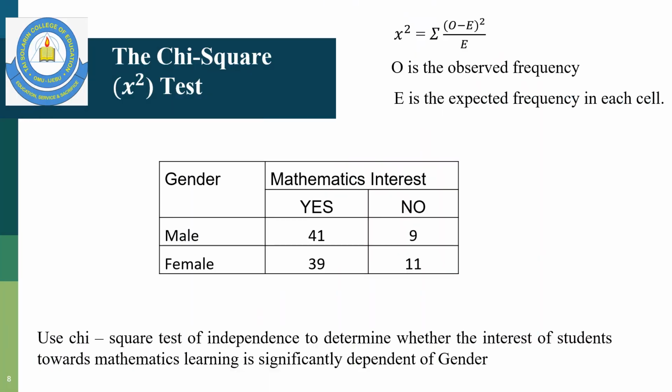To calculate chi-square, we make use of the formula: summation of (O minus E) squared all over E, where O is the observed frequency, while E is the expected frequency in each cell. So let's look at the given example. In this example, we are to determine whether the interest of students towards mathematics is gender based. If you look at the outcome of the research, 41 males said yes, while 9 males said no. 39 females said yes, while 11 females said no.